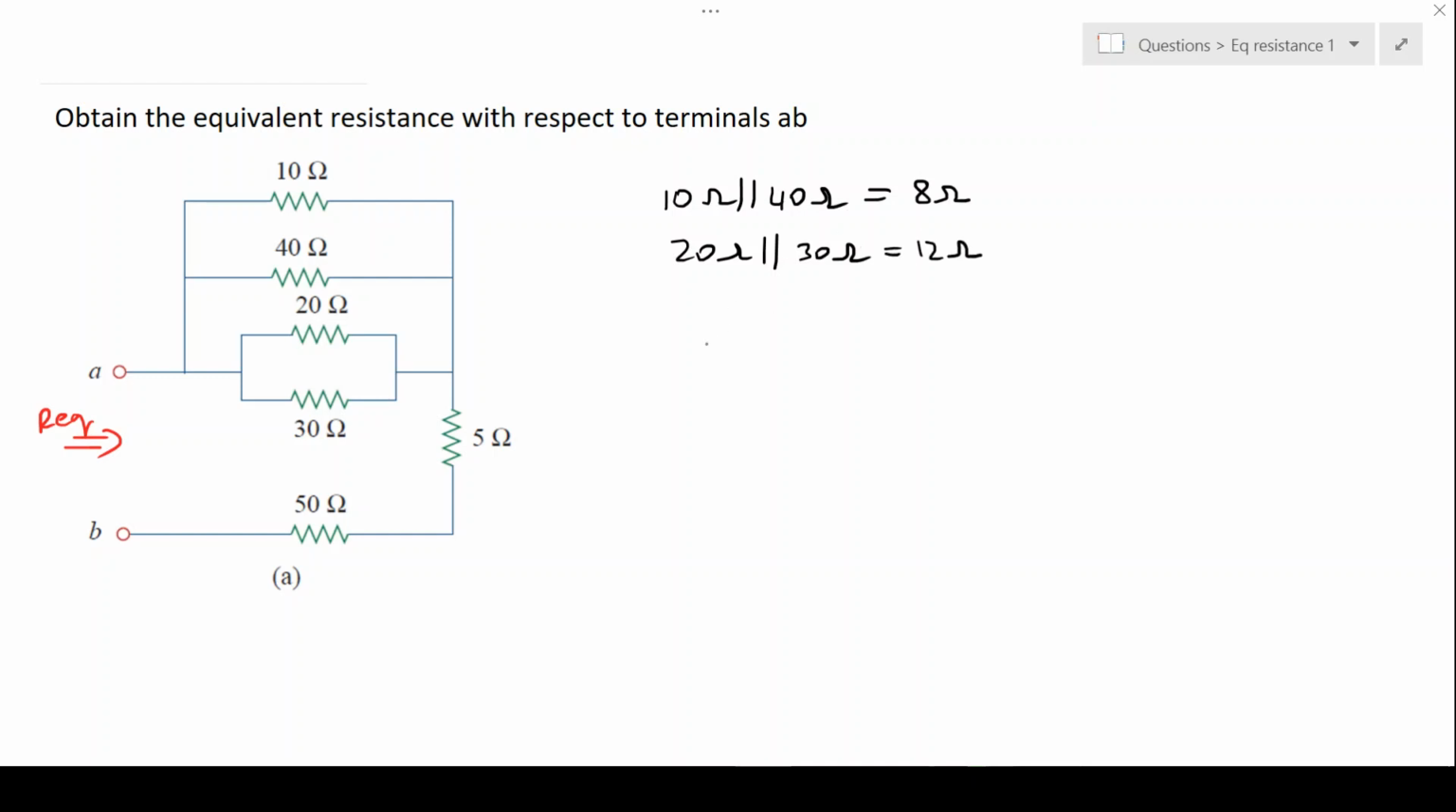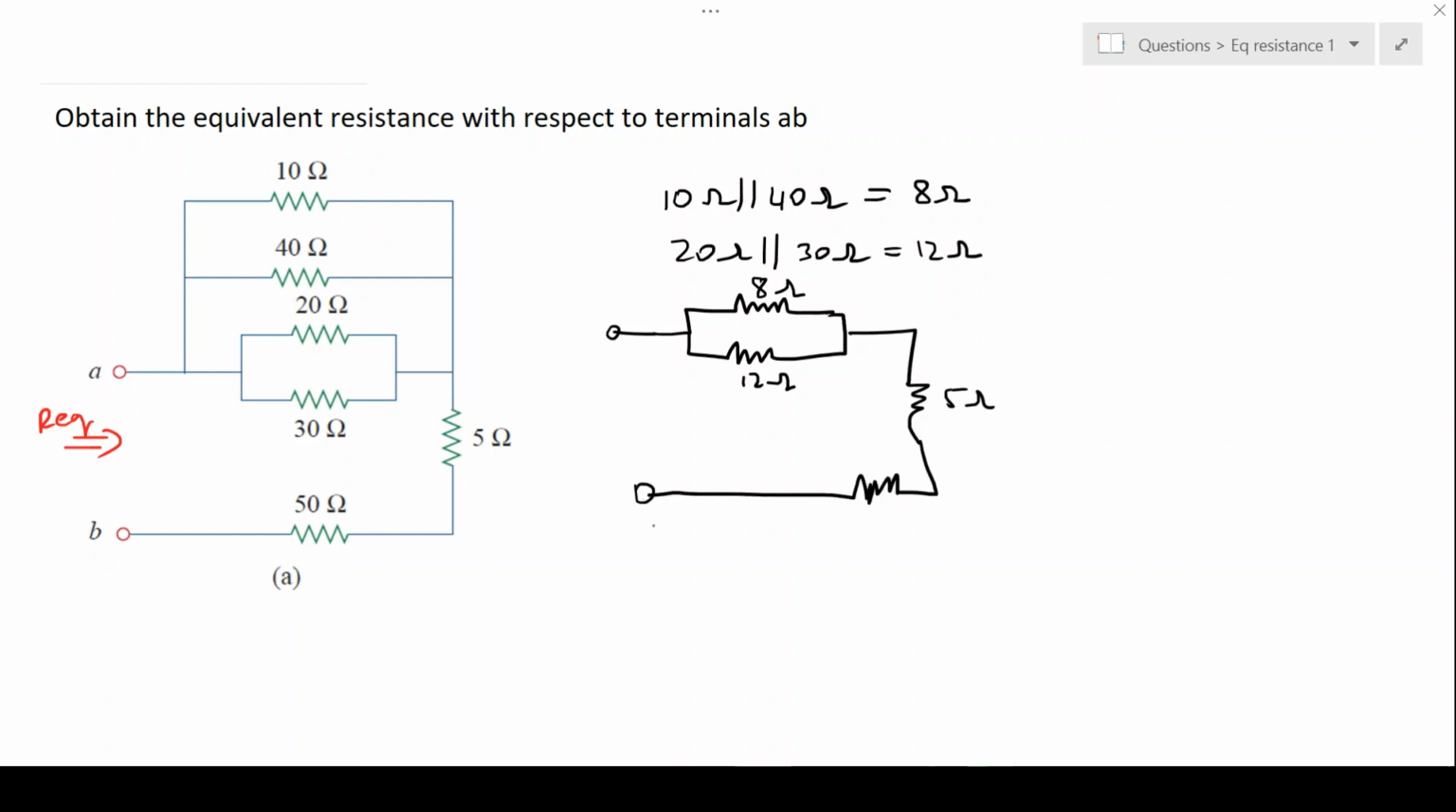Right, and now what we will have is terminal A, which will be connected between an 8 and a 12 ohm resistor, which is then connected to a 5 ohm resistor and a 50 ohm resistor.